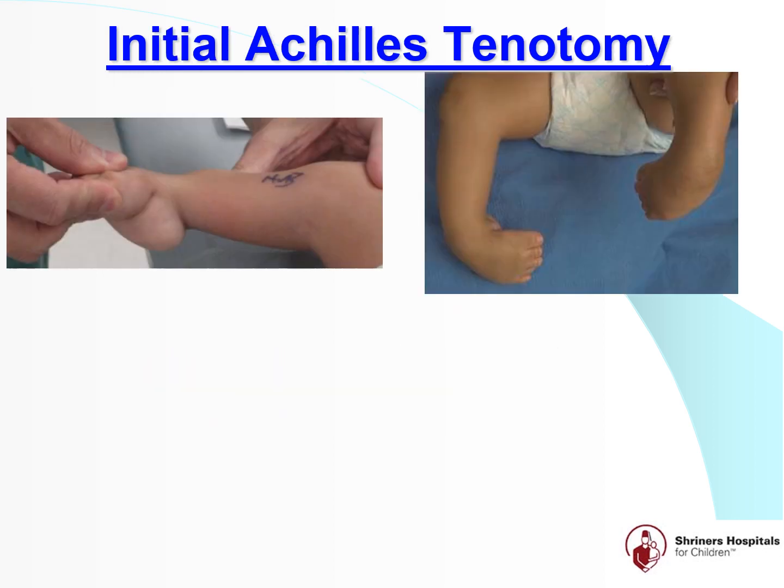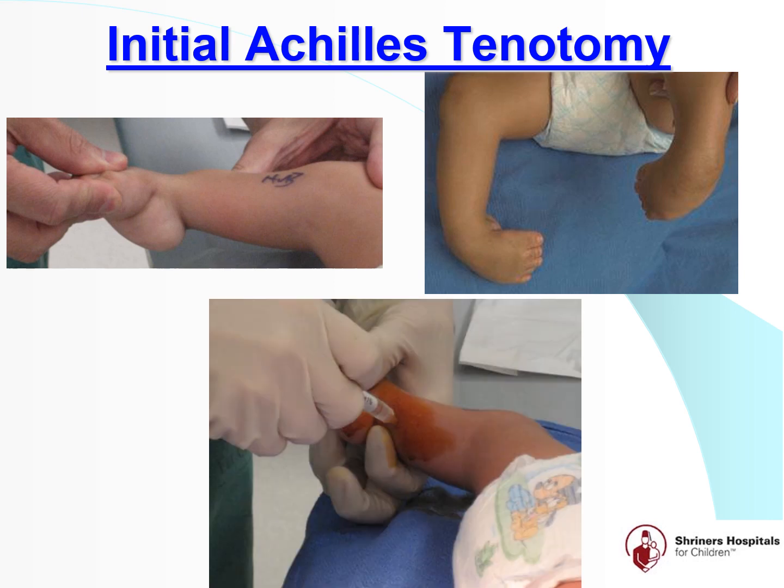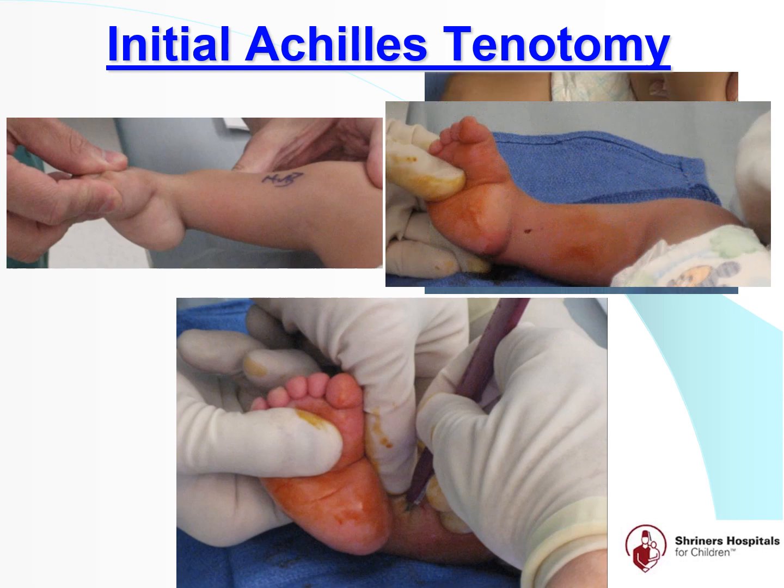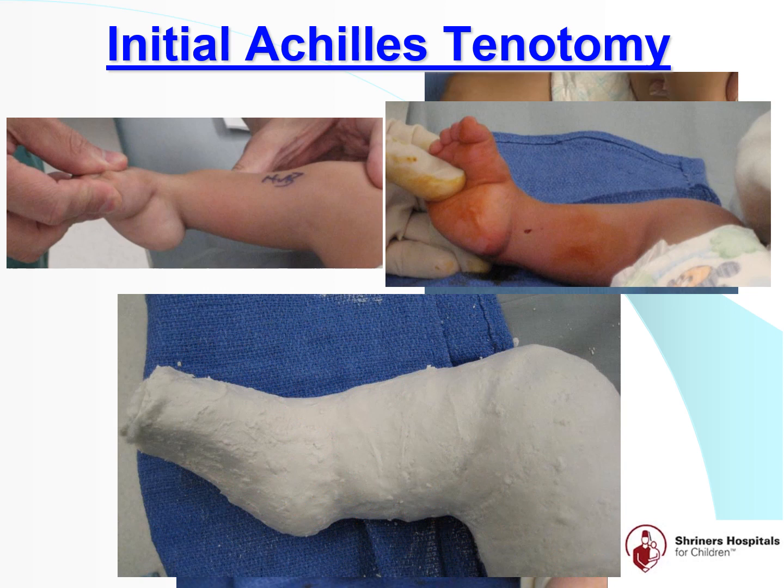Here I'm going to describe an Achilles tenotomy. On the left, you see a severe clubfoot that is quite tight in the Achilles tendon. I inject a little bit of local anesthetic on this awake baby. I take a scalpel through the skin and make a small incision to nick the Achilles tendon. Here you can see the small incision that we made, and here is the first cast.